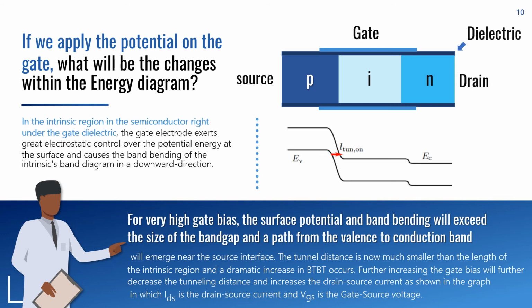The tunnel distance is now much smaller than the length of the intrinsic region, and a dramatic increase in the band-to-band tunneling occurs. Further increasing the gate bias will further decrease the tunneling distance and increase the drain-source current, as shown in the graph, in which IDS is the drain-source current and VGS is the gate-source voltage.